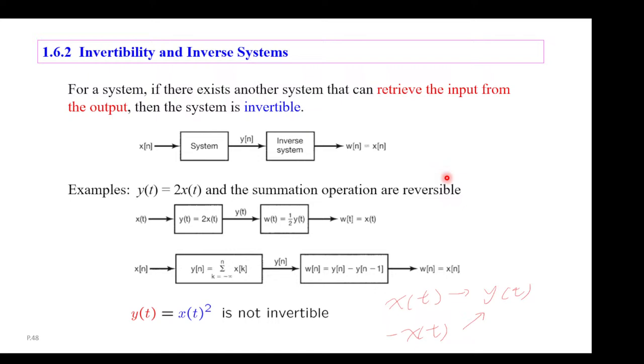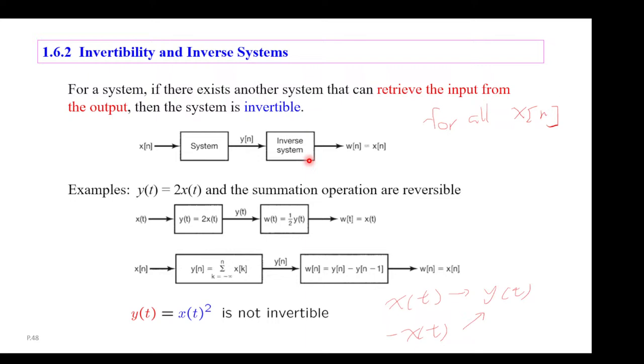So I guess here we should say this is for all inputs x of n or x of t. This is discrete, so let's say x of n. The quantifier is that for all x of n, there exists a system such that the composed output is also x of n. Yeah. And let's get an example.